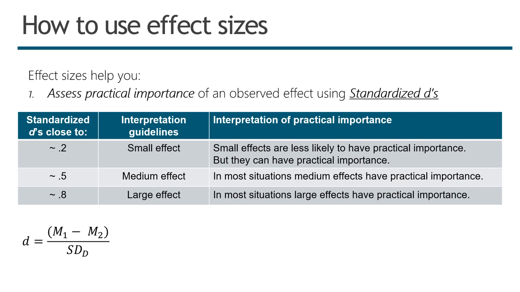If you get a D close to 0.2, that's considered a small effect. Something close to 0.5 would be a medium effect, and something close to 0.8 would be a large effect. Now, in most situations, medium and large effects are going to have practical importance. A small effect can have practical importance as well. It just depends on the research situation. For example, if there was a new treatment for a type of cancer that there was no other treatment for, even a small effect would probably be important.